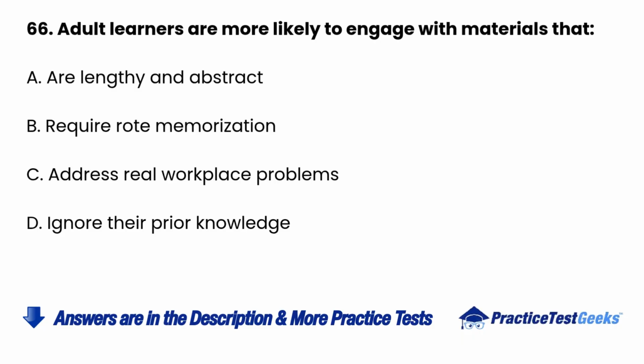66. Adult learners are more likely to engage with materials that: A. Are lengthy and abstract. B. Require rote memorization. C. Address real workplace problems. D. Ignore their prior knowledge.